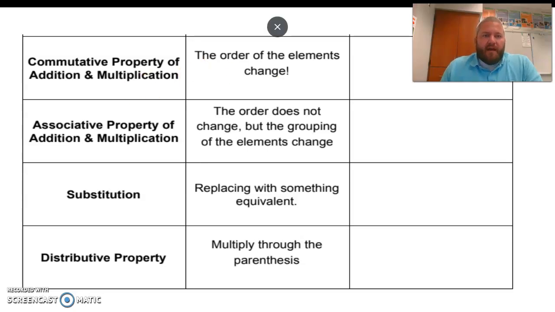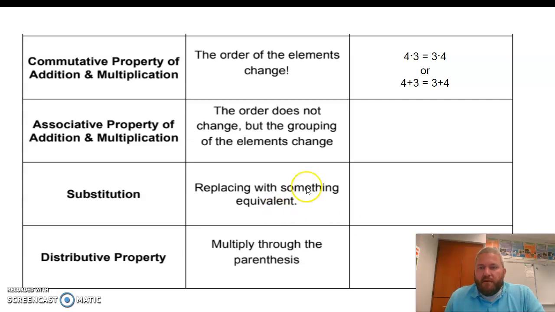But if we're looking at the commutative property of addition and multiplication, could be either one. The main thing you're looking for here is the order of the elements will change. So whether we do 4 times 3 or 3 times 4, the answer is going to be 12. If we're adding and we do 4 plus 3 or 3 plus 4, both of those equal 7.